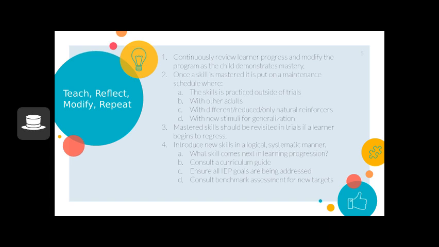You also want to make sure that you are progressing in a logical and systematic manner. So you want to constantly be thinking, what skills are coming next? You can consult the curriculum guide and a child's IEP to make sure that you're addressing what needs to be addressed. And you can also consult curriculum-based measures that should be given multiple times throughout a school year to assess for new targets. Teaching, reflecting, modifying, and repeating this process ensures that a child will progress and master the skills that are needed.